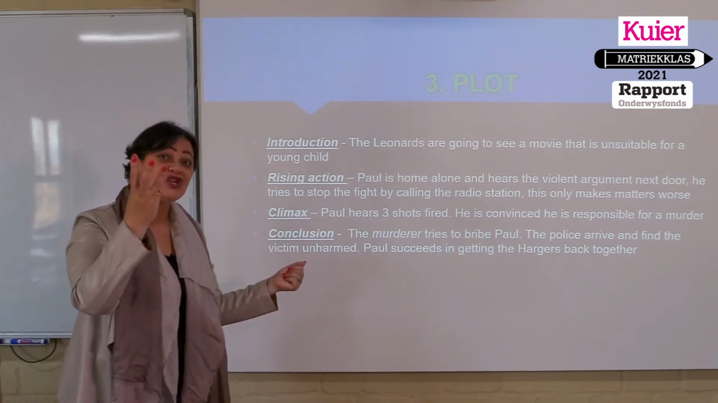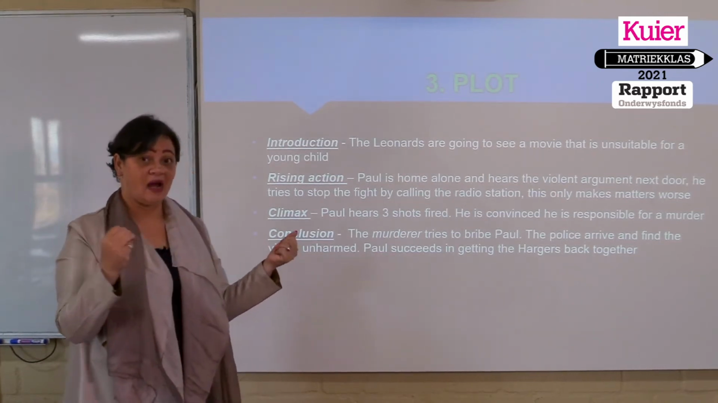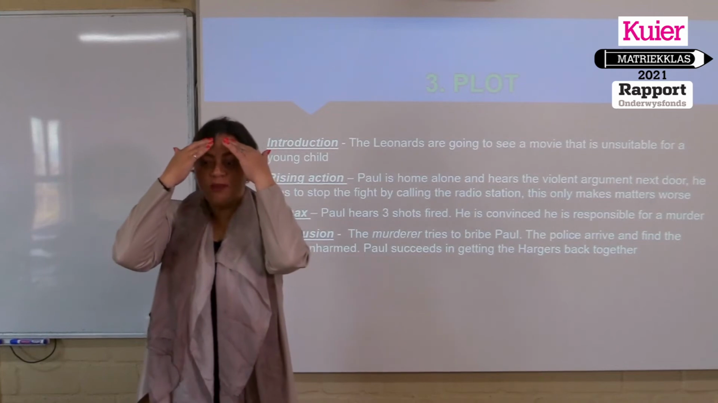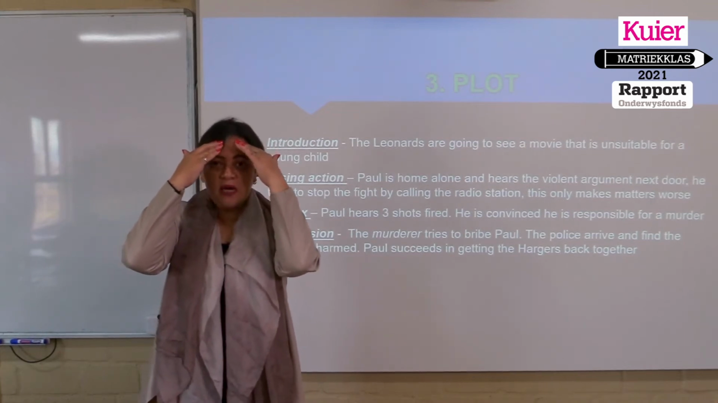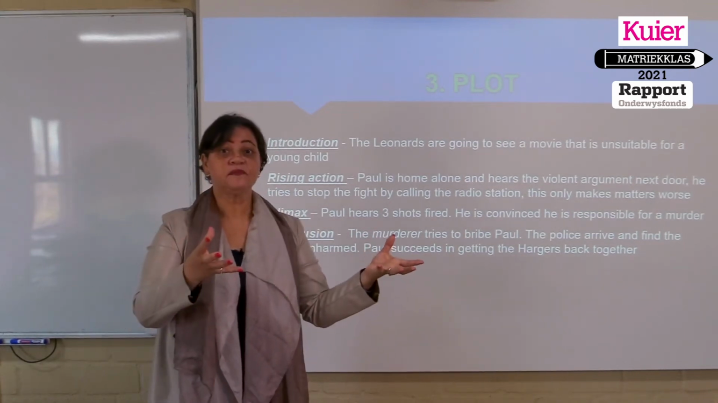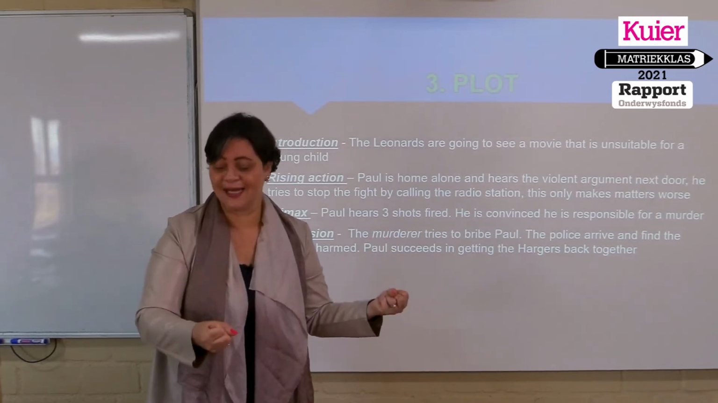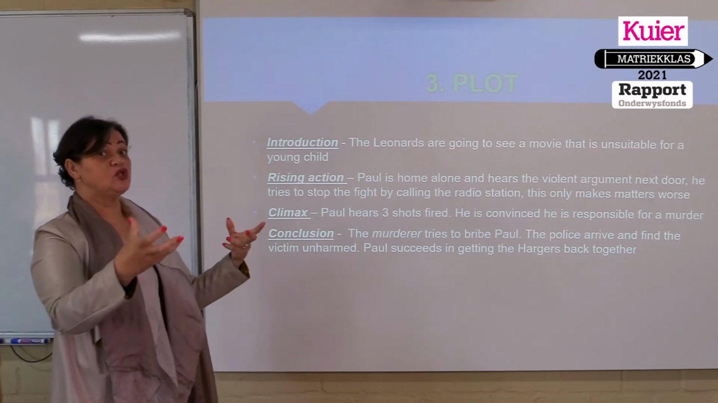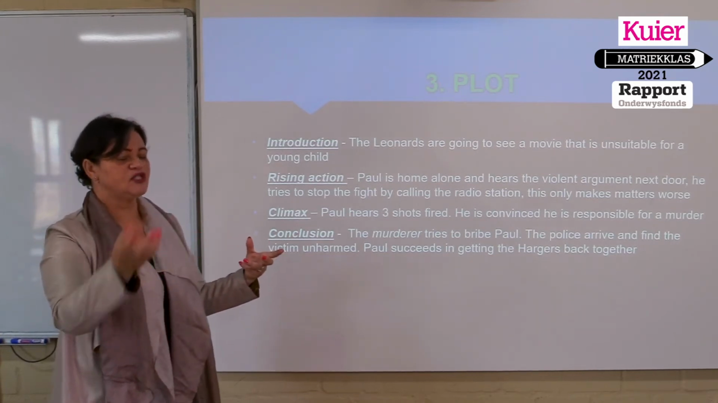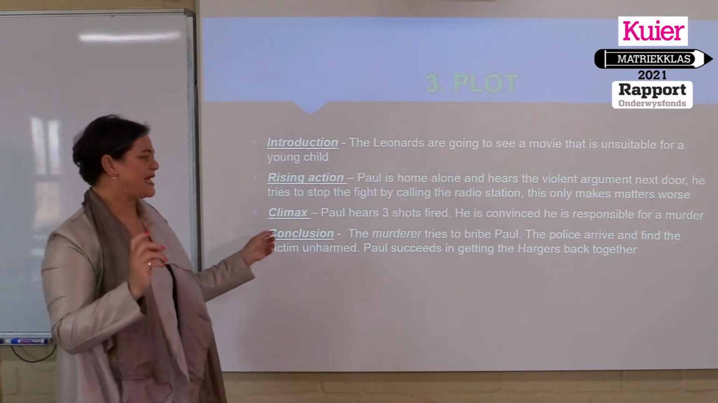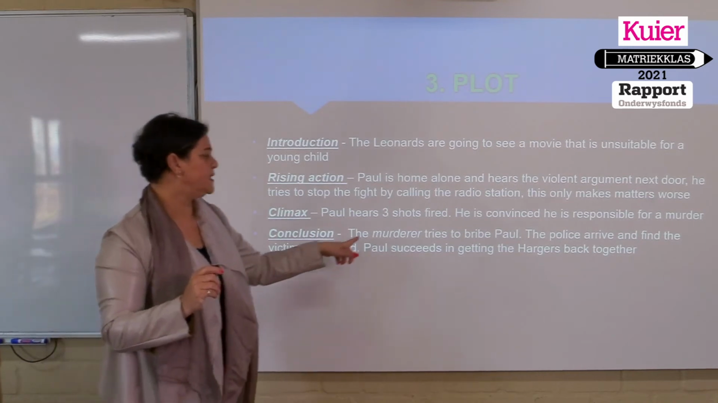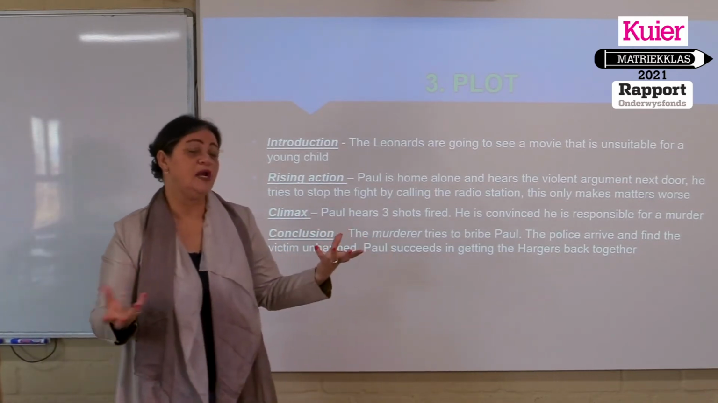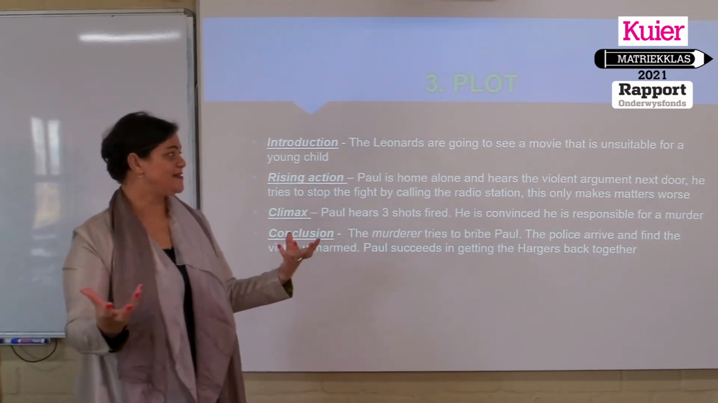He hears three shots fired. And now what is he thinking? Oh, responsible for a murder. Because now he thinks that Mr. Hager has died. And in the conclusion, he opens the door. And Charlotte, who is now the girlfriend, comes running out. And I said murderer here in italics because we now know later on we find out that he hasn't died.